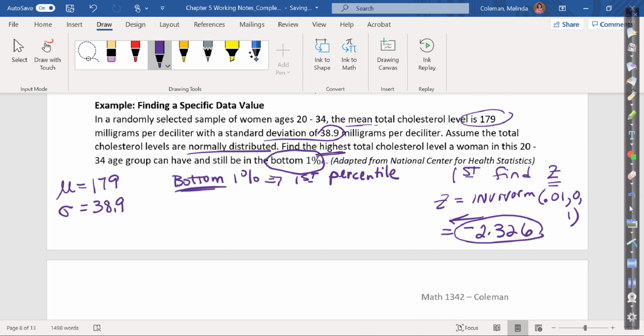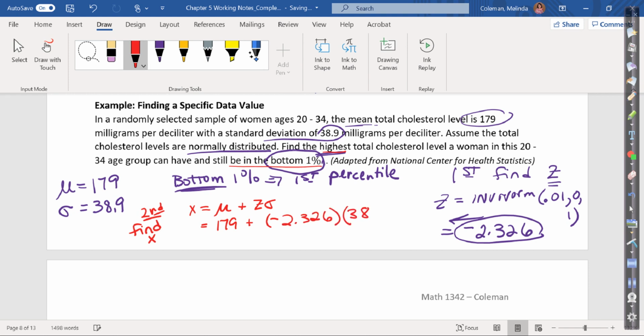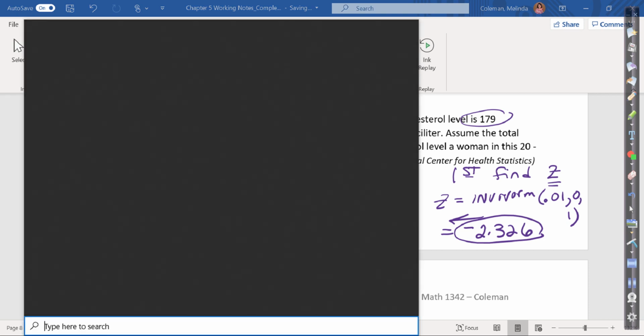And now, second step, we're going to find the X value, because I want to know the highest cholesterol level a woman can be and still be in the bottom 1%. So I want a real value this time. So X equals mean 179 plus the Z-score, which is negative 2.326 times 38.9. Again, use your calculator.